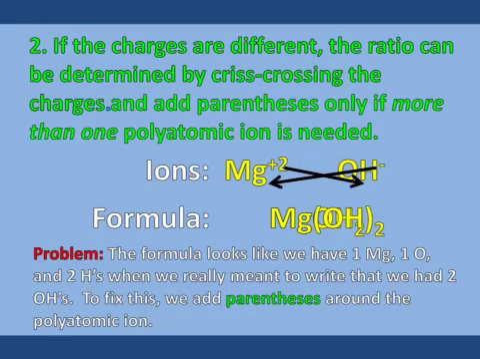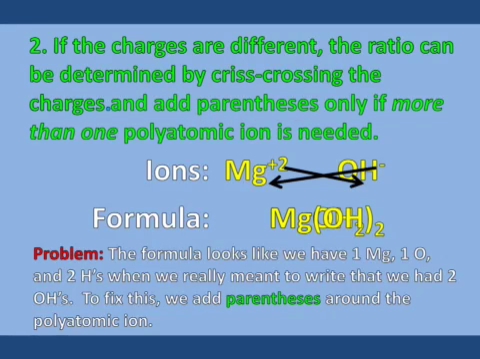Now, if the charges are different, then we can still do crisscross to figure out the ratio, but here's the special rule. If you have more than one polyatomic, you have to add parentheses. Okay, so what's the special rule for polyatomics? If you have more than one polyatomic ion, you add parentheses. That's the special rule. So let me show you what I mean.